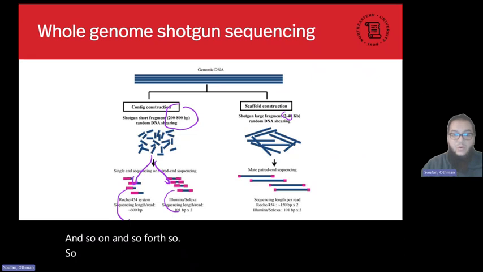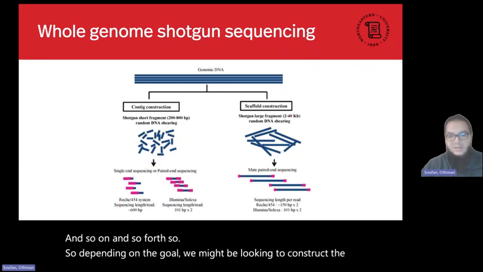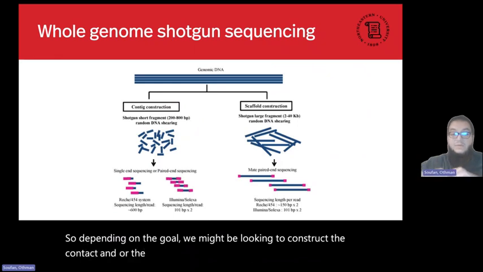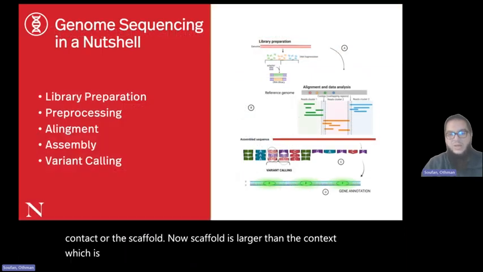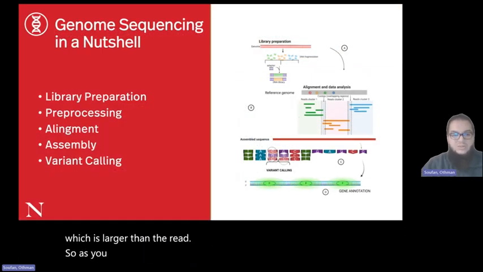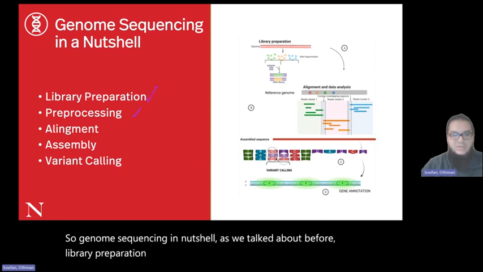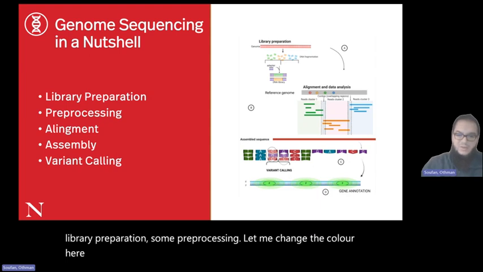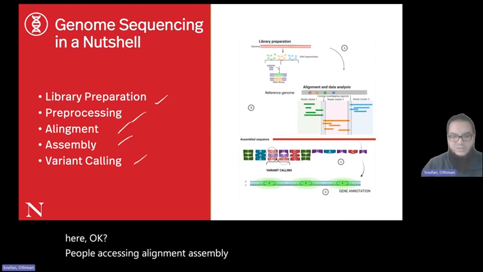So depending on the goal, we might be looking to construct the contig or the scaffold. Now, scaffold is larger than the contig, which is larger than the read. So genome sequencing in a nutshell, as I talked about before: library preparation, some pre-processing, alignment, assembly, and variant calling.